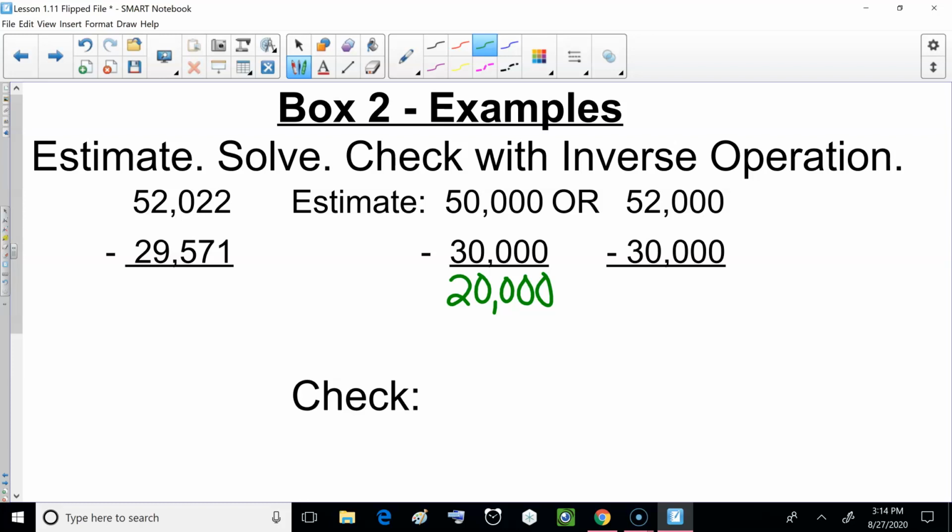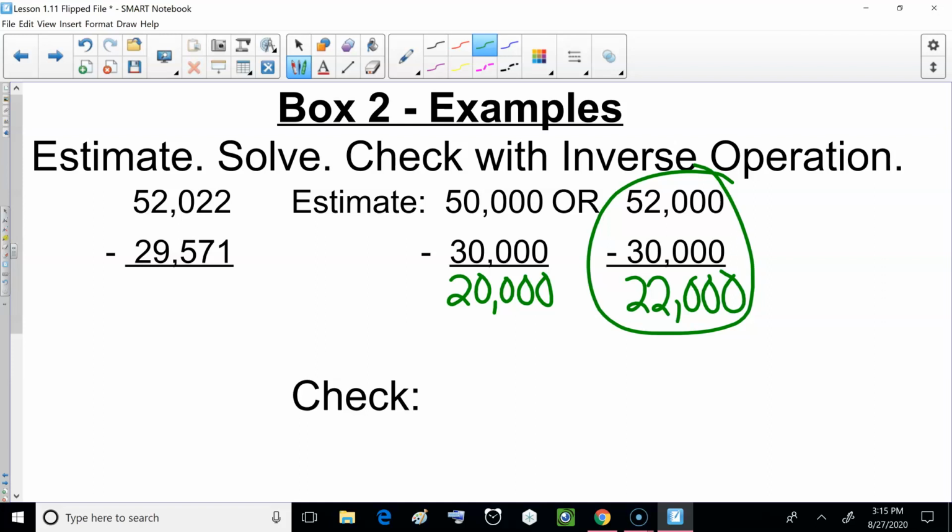We might bring it over one and round to the nearest 1,000, which turned it into 52,000 minus 30,000, a little bit closer, and this gives us 22,000. Between these two, which one would probably be a closer estimate? Our answer is most likely to be closer to this one. Are both estimates acceptable? The answer is you betcha.